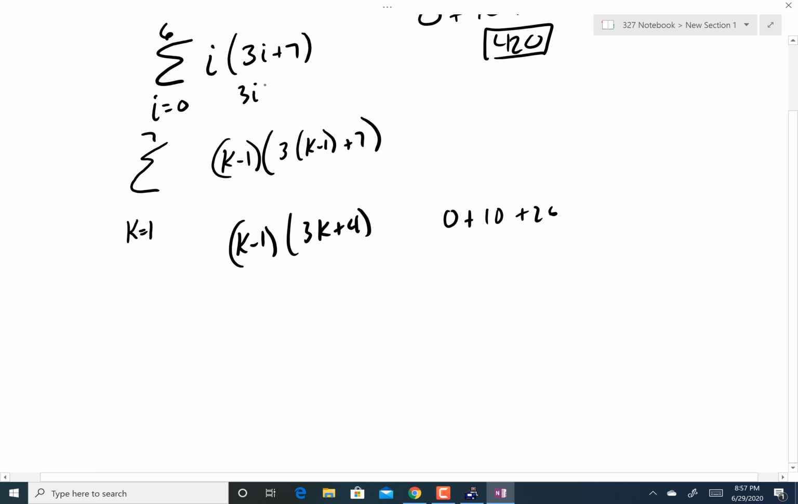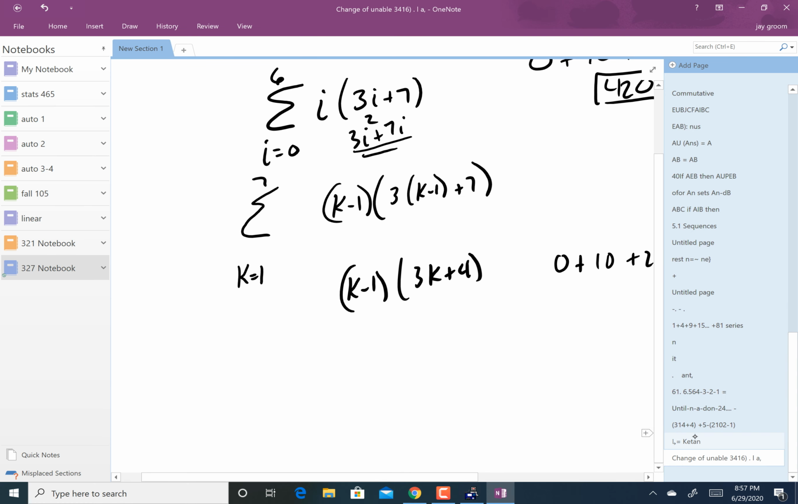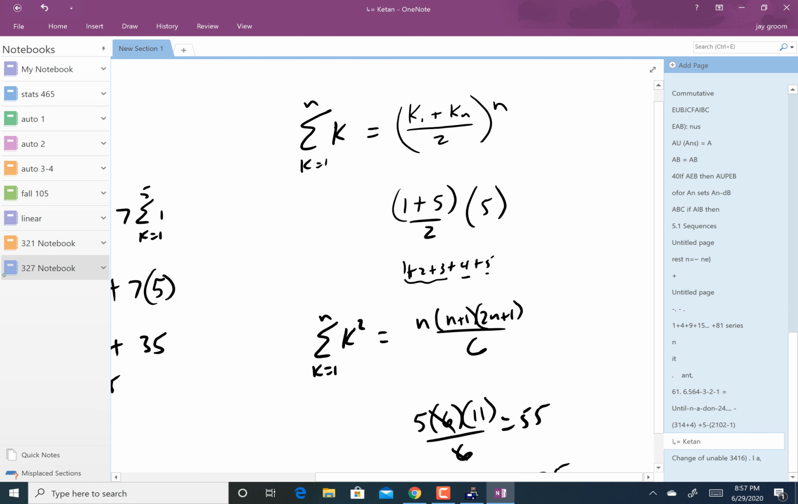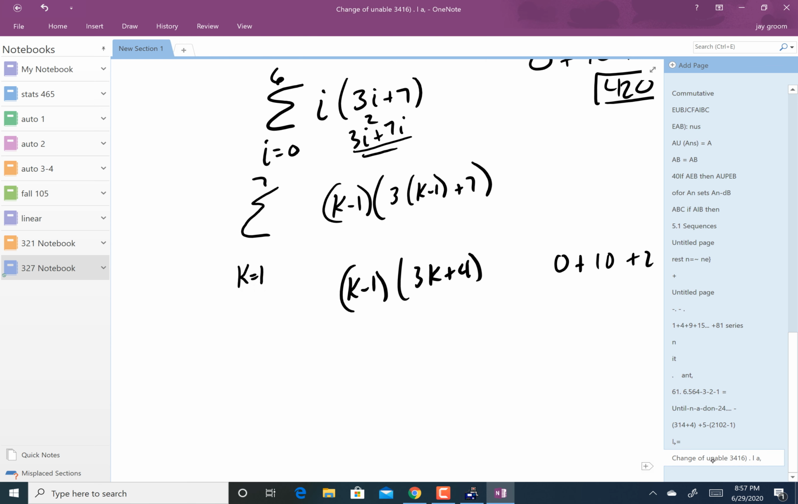This would be 3i squared plus 7i, right? Okay. You're like, oh, that's cool. I could use some summation notation. Oh, not so fast, Haas. Because back here, these formulas always start with k equals 1. Ah, crap, I have k equals 0.